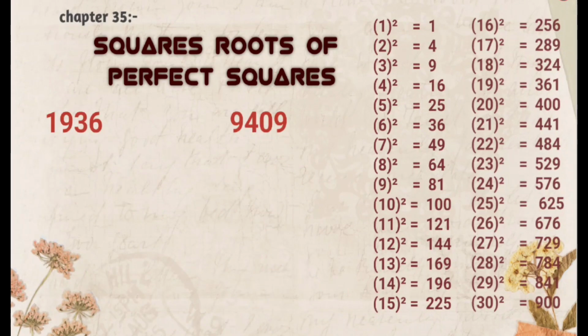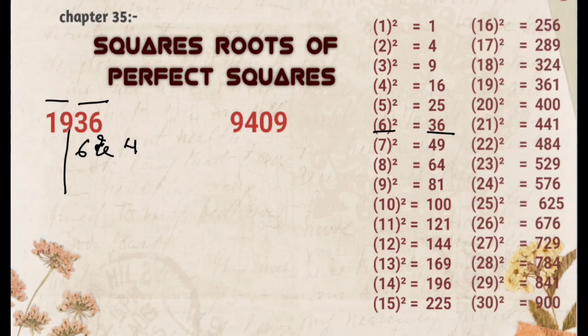Now let's take a 4-digit number. Here we have to find the square root of 1936. The first thing we do is divide the number into pairs. So 36 is one pair and 19 is one pair. Now make a partition. In the second partition, we have to find the numbers whose squares end in 6. So 6 squared is 36, which ends in 6, and the square of 4 is 16. So we get 4 and 6 in the second partition.